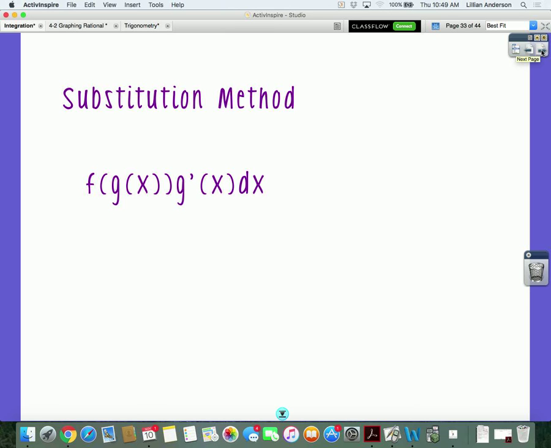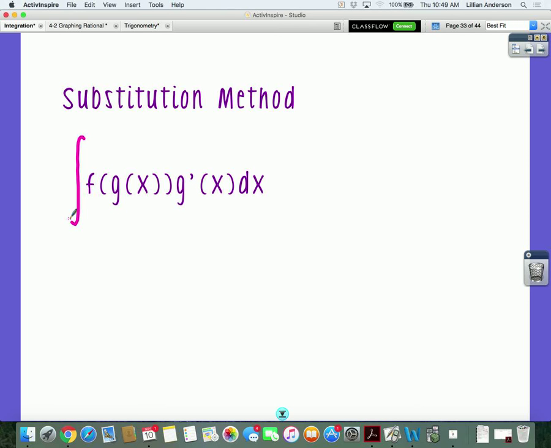the substitution method. Okay? Substitution method is basically when you have that chain. It's kind of like the chain rule of integration. Okay? This is when you have a function inside of another function multiplied by its derivative. Okay?